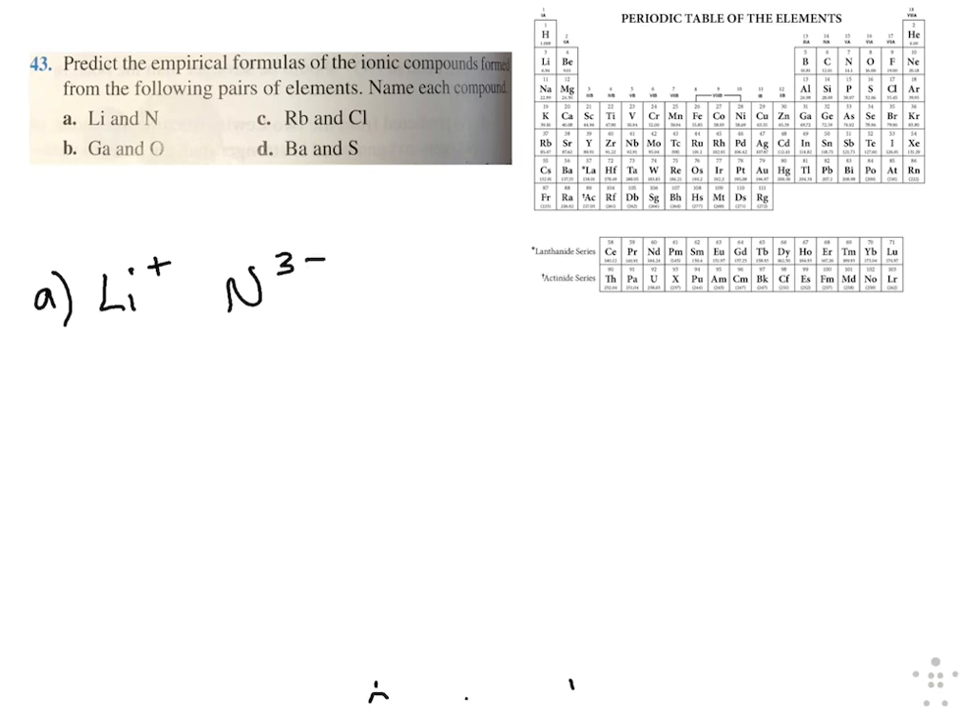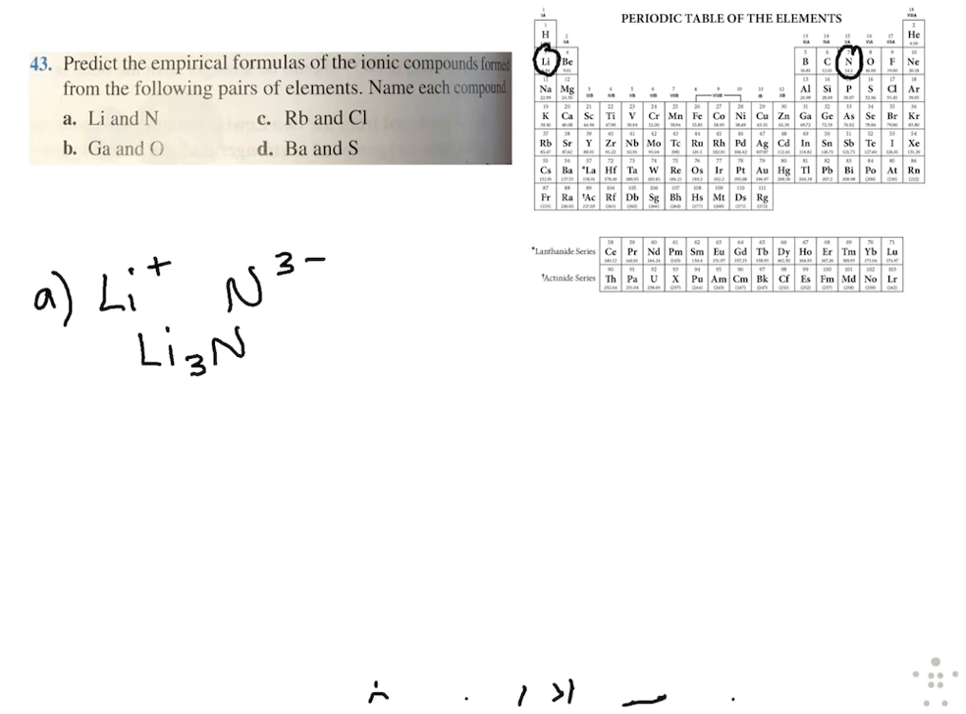And we know this based on what group they're in. All right, lithium's right here in group 1. Everything in group 1 is positive 1. And then group 15, we have nitrogen. Everything in that group has a -3 charge. Now remember, these are going to come together in a way so that their overall charge adds up to 0. So in order to do that, I would need 3 lithiums to cancel out that -3 charge from nitrogen. So when you do that, you get Li3N.